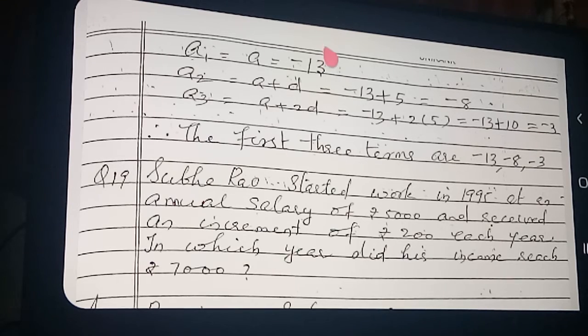So you got the first 3 terms. Answer to the point. First 3 terms is what is asked, so write that only. No need to write the full AP. Therefore the first 3 terms are minus 13, minus 8 and minus 3. Okay, clear? So write that also.